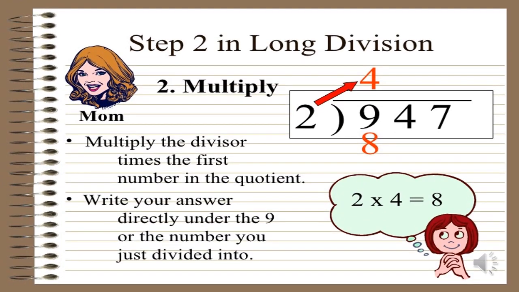In the second step, the mom in this family told us to multiply. So I have to multiply the divisor by the first number in the quotient. So 2 times 4 equals 8. Write your answer directly under the 9 or the number you just divided into.